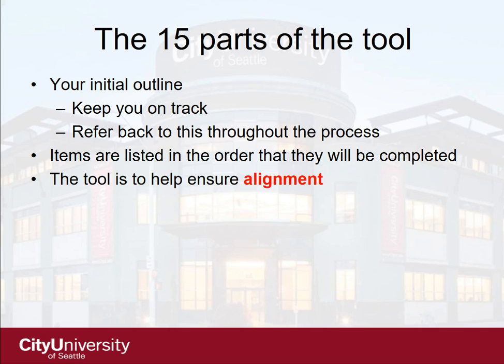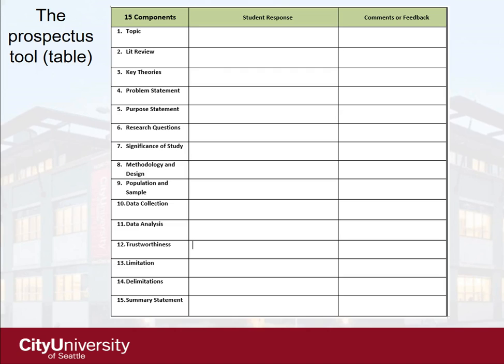All right, let's talk about the 15 parts of the tool. Now the tool, the prospectus tool, is your initial outline. It helps keep you on track, and you can refer back and forth to it throughout the entire process. The items are listed on this prospectus tool in the order that they'll be completed. And so again, I've mentioned this word alignment. The tool helps you ensure alignment. You might have a hard copy of it, but this is the copy of it here. You see on this slide that there are 15 parts to the tool, and I'll go over each part and show you what's needed.